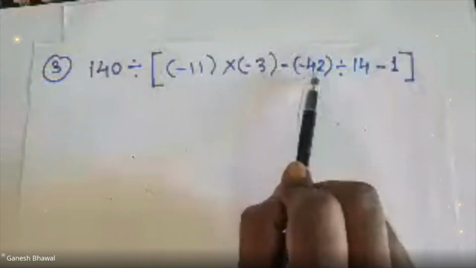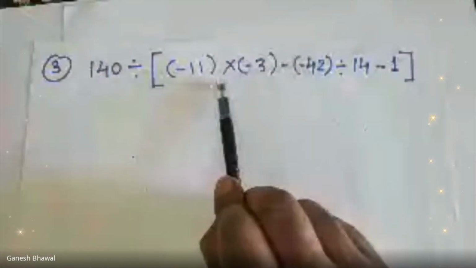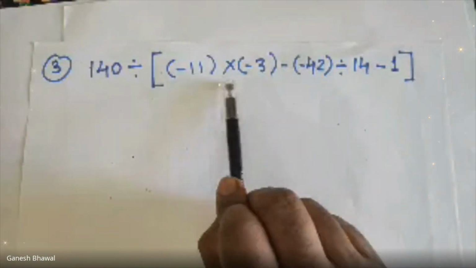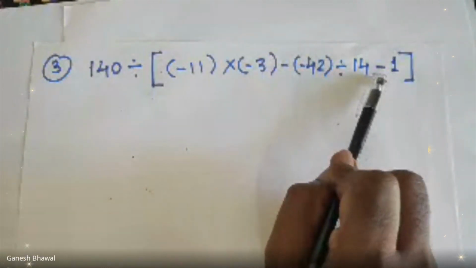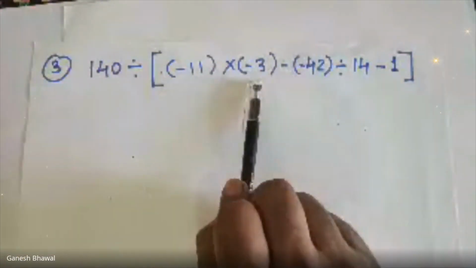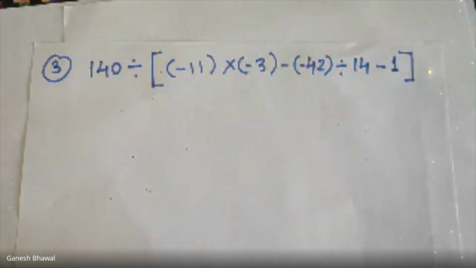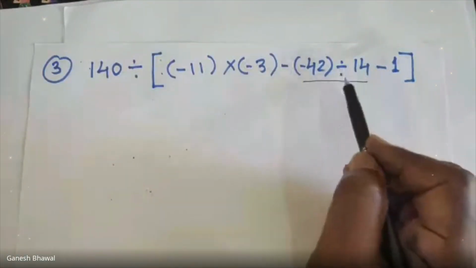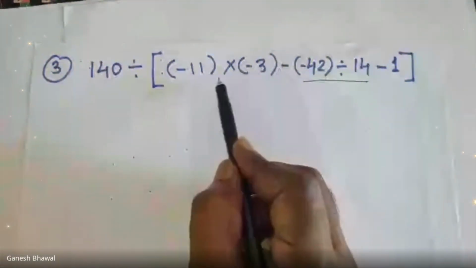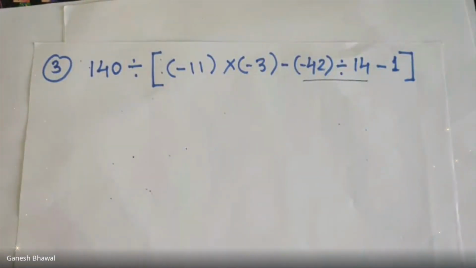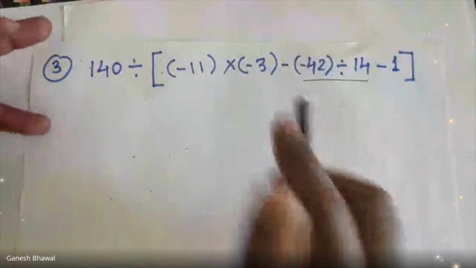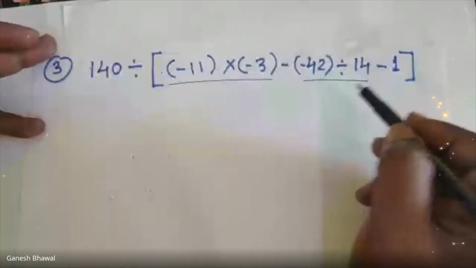This is a negative number, this is a negative number, and 42 is also a negative integer. Now here a multiplication sign is there, and here subtraction is there, here division is there, and here again subtraction is there. What can we do? First we will divide this, because in BODMAS division comes first and then we will multiply here, and then do the next operations. So at a time we can multiply as well as divide.